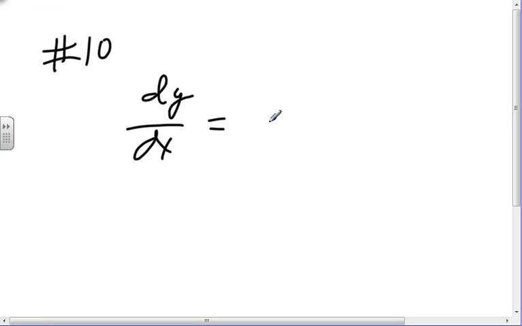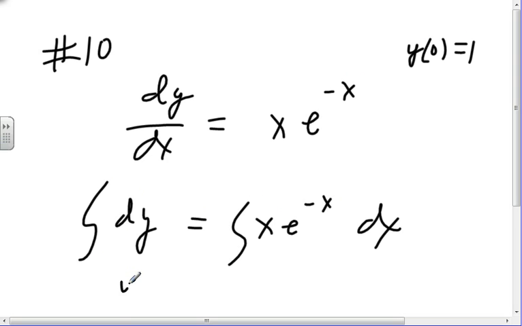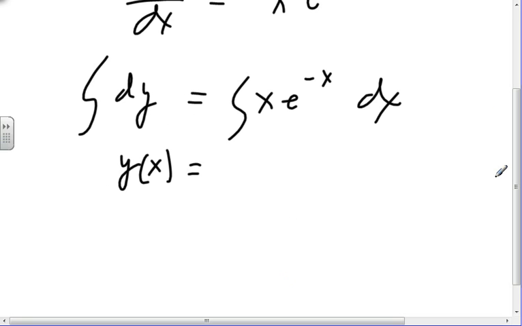dy/dx equals x e to the minus x. y at 0 is 1. Okay, so dy is x e to the minus x dx. Integrate both sides. I get y of x equals, bummer. Integration by parts, right? Well, we could probably look in the back of the book and get the answer.